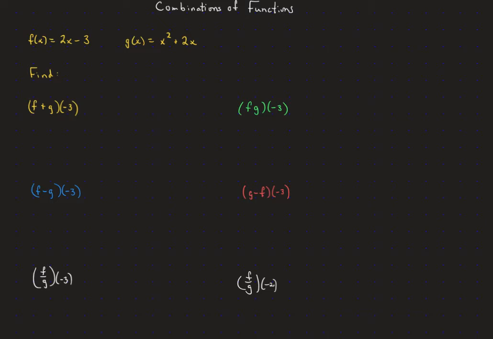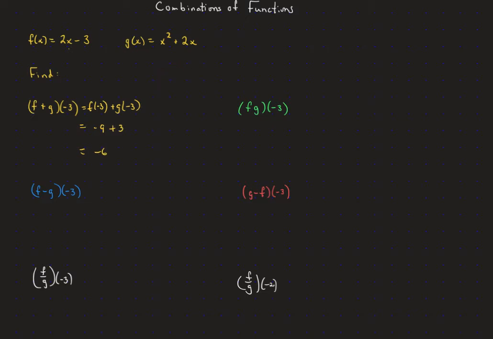So first we have f of x is 2x minus 3, g of x is x squared plus 2x. Can we find f plus g of negative 3? And the idea is we'll take f of negative 3 plus g of negative 3. So f of negative 3 means we're going to go 2 times negative 3 is negative 6, minus 3 is negative 9, and g of negative 3 is negative 3 squared is positive 9, and 2 times negative 3 is negative 6, and 9 minus 6 will be 3, and so we will get negative 6.